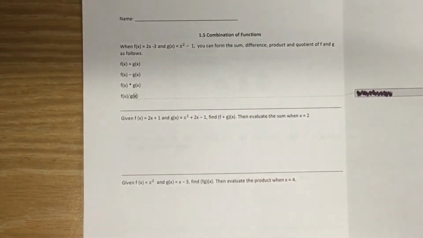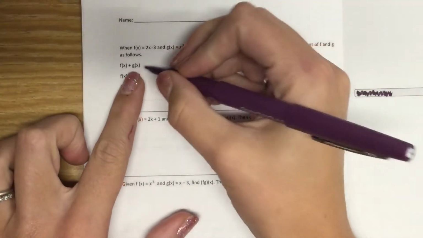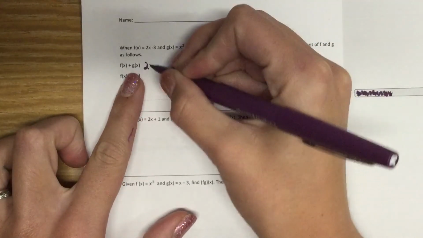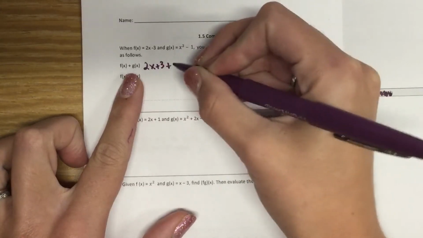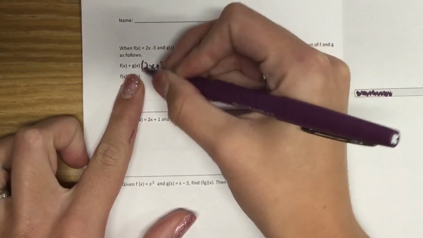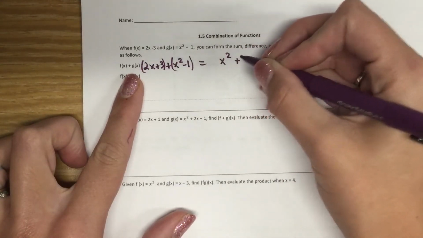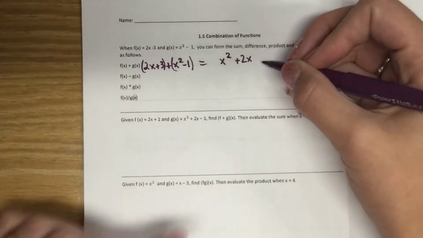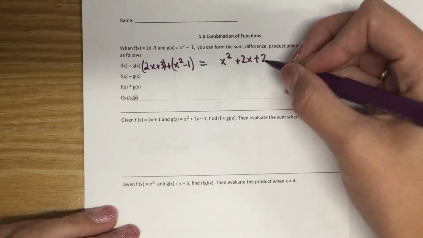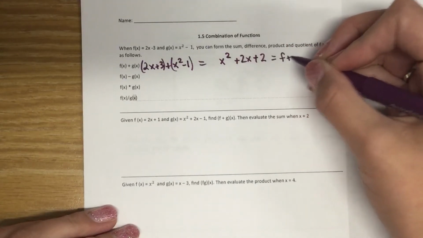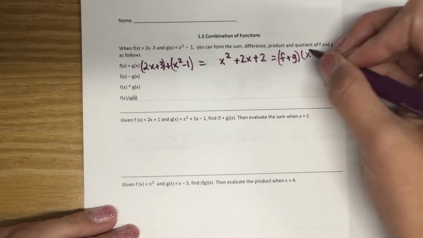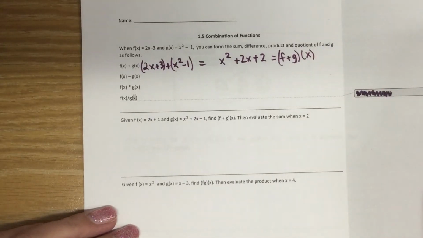When f of x equals 2x minus 3 and g of x equals x squared minus 1, you can form the sum, difference, product, and quotient of f and g as follows. If it's f of x plus g of x, that's the same thing as just adding the two functions together and combining like terms. X squared plus 2x, and then we'd have 3 plus negative 1 is 2. So that's the same thing as f plus g of x. Our rule says that we can do that.